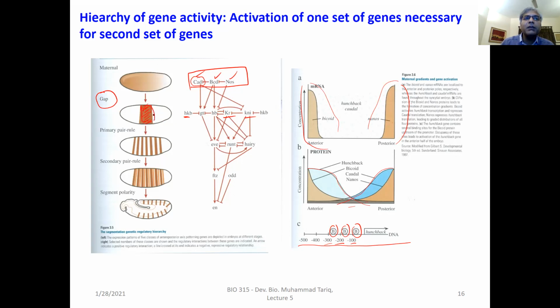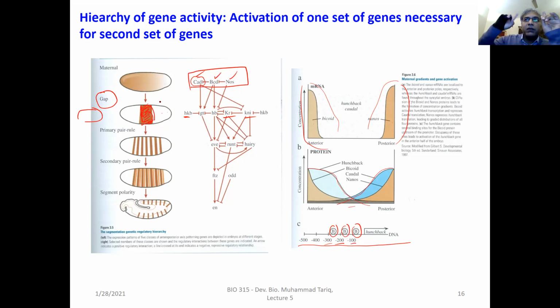Now, if Krüppel is mutant, the embryo will be much smaller than the normal. And these transcription factors, again, their concentrations are in very defined discrete regions, and so all the nuclei in this region, for example, will be exposed to Krüppel, and these ones will not be exposed to Krüppel.